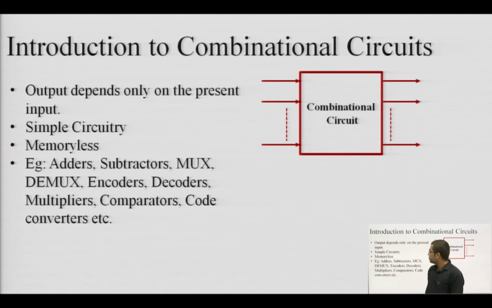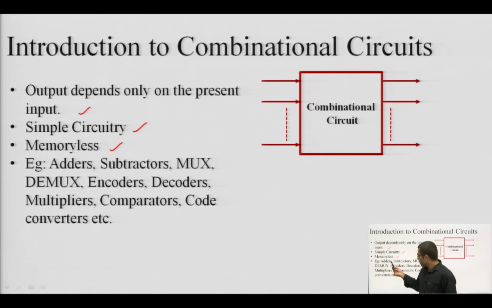So, let us start with the concept of combinational circuits. What are combinational circuits? These are circuits in which the output depends only on the present applied input. Whatever the present applied input is, the output will depend on that particular input, nothing else. We can say that they have simple circuitry, as there is no feedback connection, that means there is no dependency on the previous versions of the input or outputs. And we can also say that they are memoryless, because there is no need to store anything of the previous inputs or previous outputs.